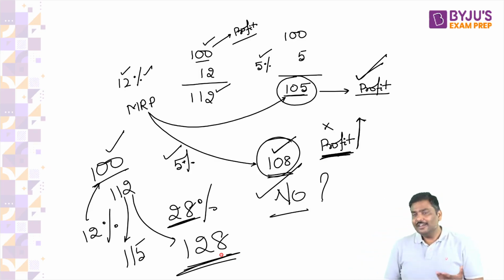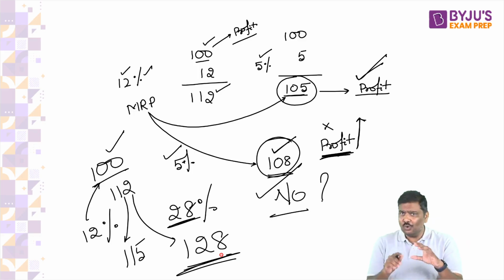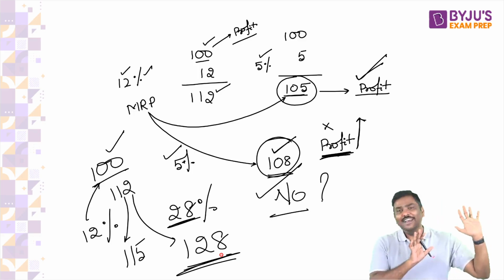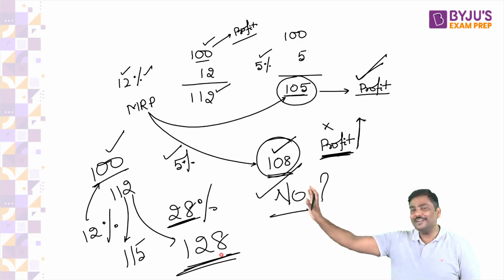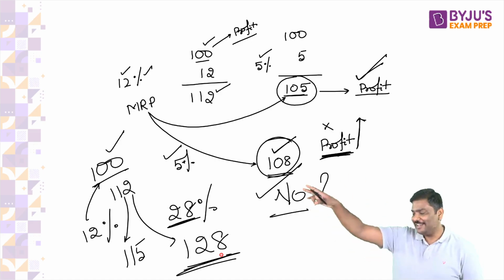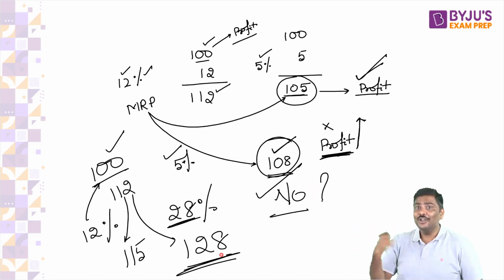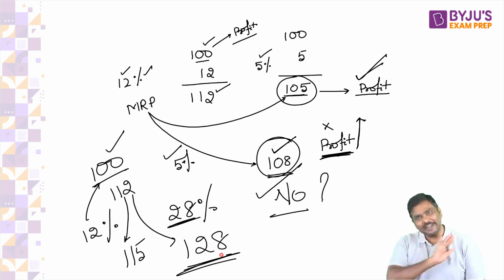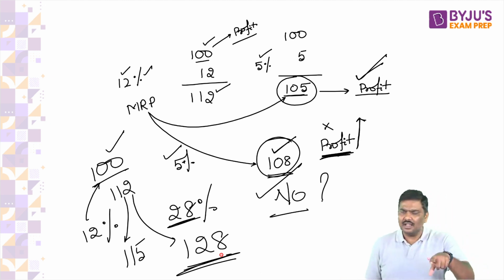Think, right? Is it fair? You want to be on a winning side always, right? You want to put the burden on the customer when the GST rate is high. But when the GST rate is low, you want to take more profit. Not at all fair. That is the reason government says, right?